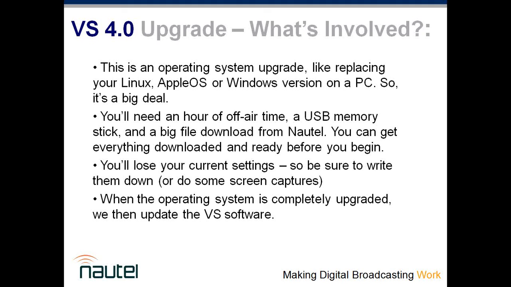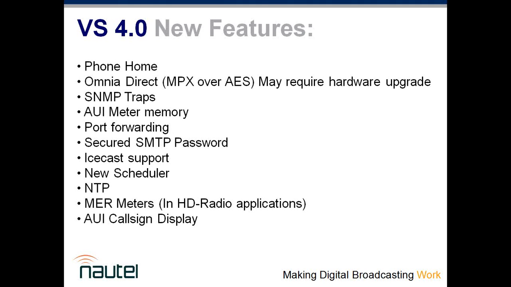A USB memory stick, and a big file download from Nautel. And you can get everything downloaded and ready before you even begin. You will lose your current settings, so make sure you write them all down or do some screen captures. And when the operating system is completely upgraded, then we'll update the VS software.